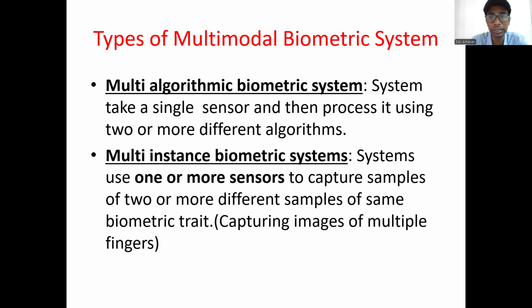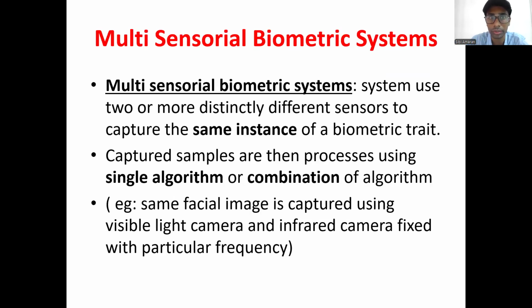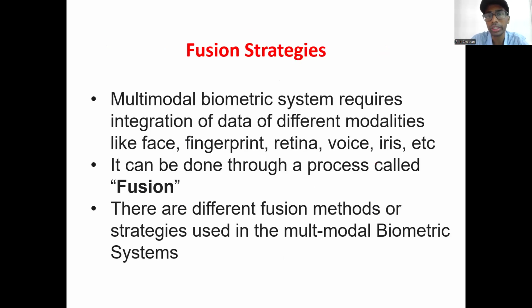So a multiple instance biometric system means multiple sensors. I already said it is capacitance sensors as well as optical sensors. And what is a multi-sensorial biometric system? The system uses two or more different sensors to capture the same instance of the biometric. That's what it is. I'll be collecting the input from one finger, and after some time I'll be collecting the input from another finger.